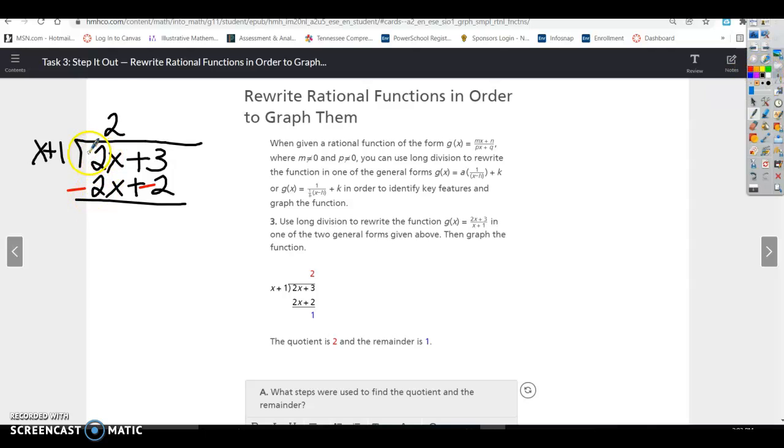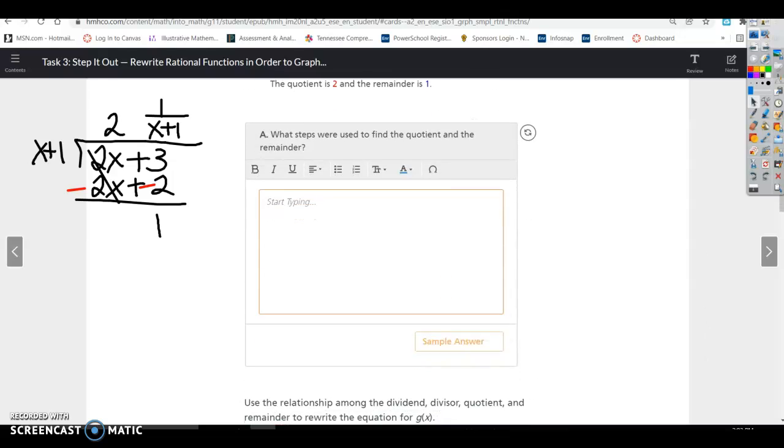2x minus 2x cancels. 3 minus 2 becomes 1, and that's our remainder. And our remainder goes over what we're dividing by, so I'm going to put 1 over x plus 1. You can see that they got 2 and they left the remainder here. It says the quotient is 2 and the remainder is 1.